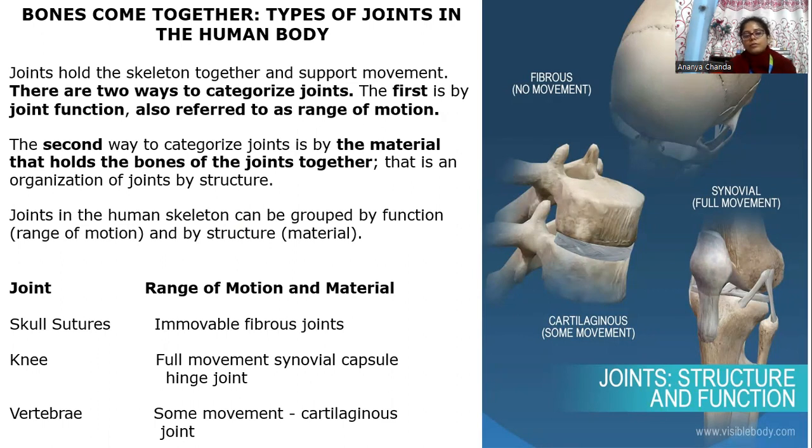So joints are of three types, for example: skull sutures, knee, and the vertebrae. The skull sutures are immovable joints. Knee joints are full movement joints, like the synovial joint or the hinge joint. Then comes the vertebrae, where some movement is there, and it is a cartilaginous joint.